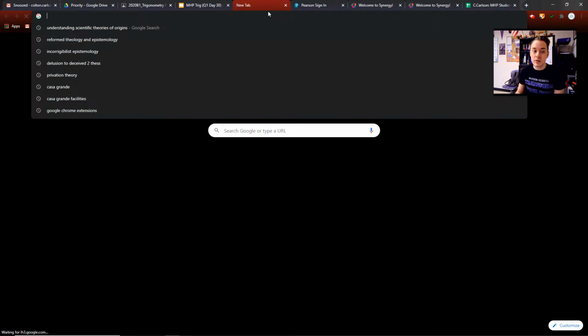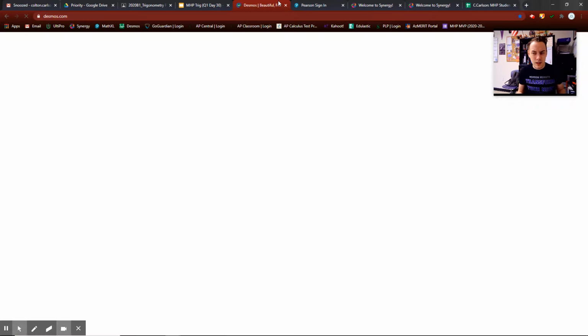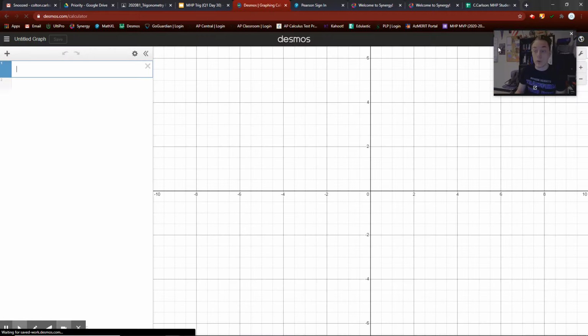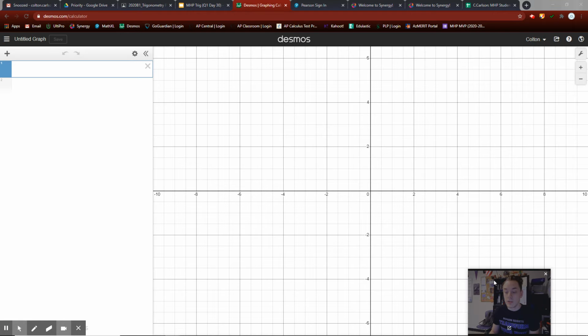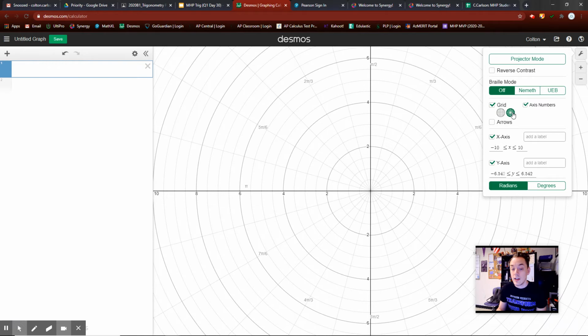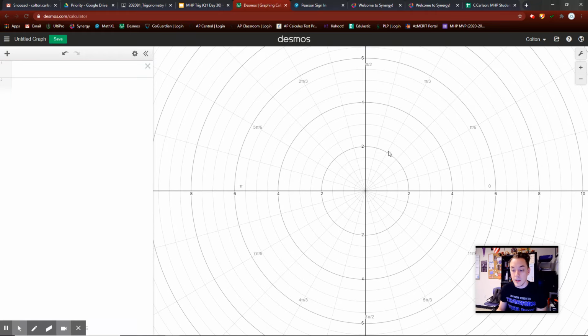You can do this on Desmos. I'm not going to be utilizing Desmos really that much during this lesson because it's just not needed, to be honest with you. It's way simpler to not use Desmos. But I will show you that you can, in fact, actually get a polar coordinate system on Desmos. So this is your basic graph. All you have to do is go to settings and then just click on that for the grid. And then it automatically gives you your polar graph here.